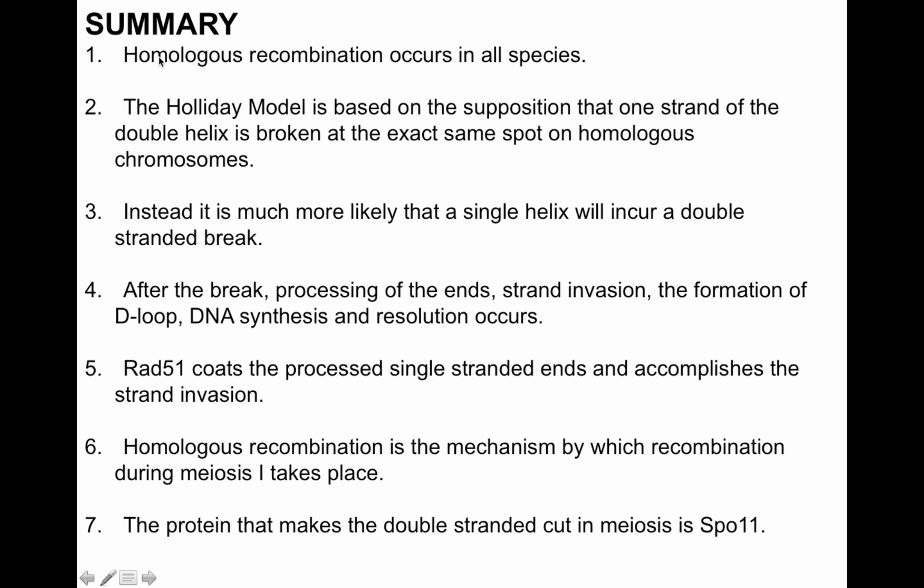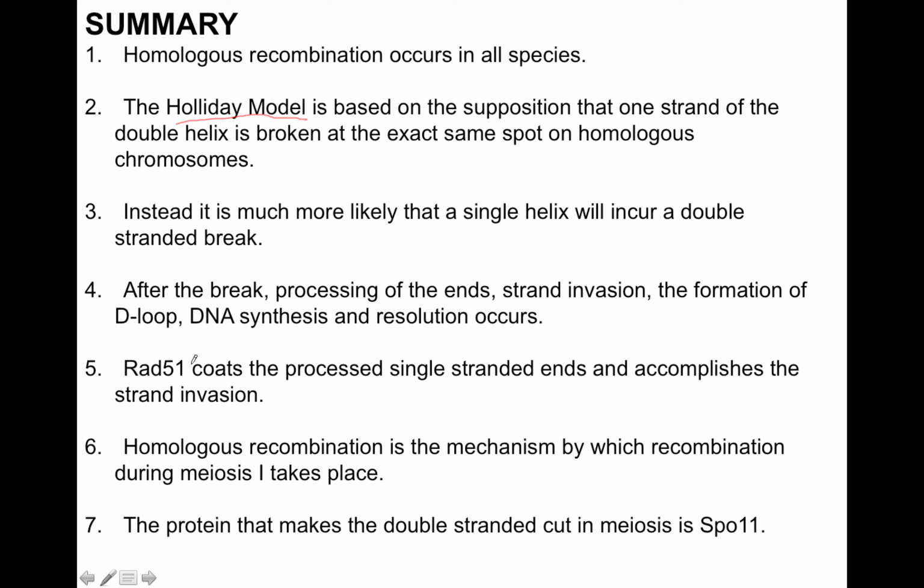So in summary, homologous recombination occurs in all species. The Holliday model is based on the supposition that one strand of the double helix is broken at the exact same spot on homologous chromosomes. That's not really likely. Instead, it's more likely that a single double helix will incur a double-stranded break. After the break, processing of the ends, strand invasion, the formation of a D-loop, DNA synthesis, and resolution occurs.